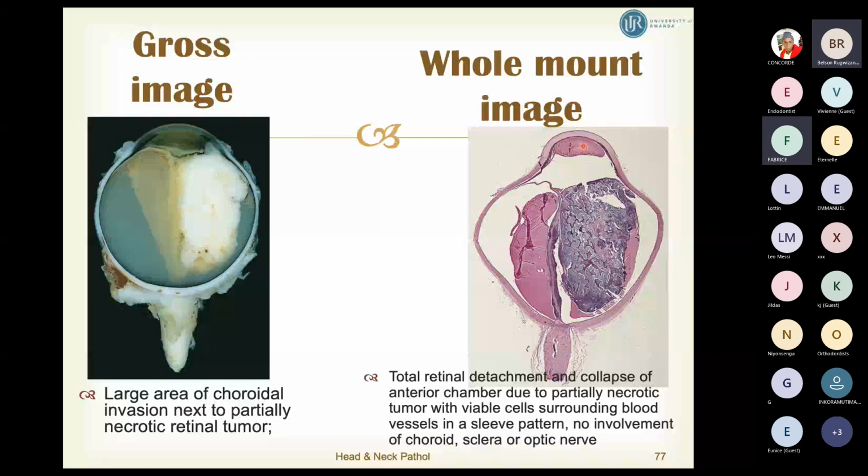And the lens was pushed exactly at the coronary area here. So we are going to have the iris. So that's all for retinoblastoma. If you have a question, you can ask it before you go to the next one. Any question on cataract? Any question on retinoblastoma?